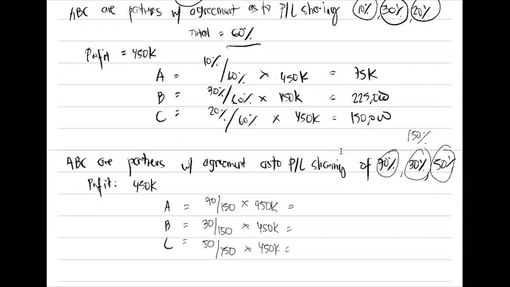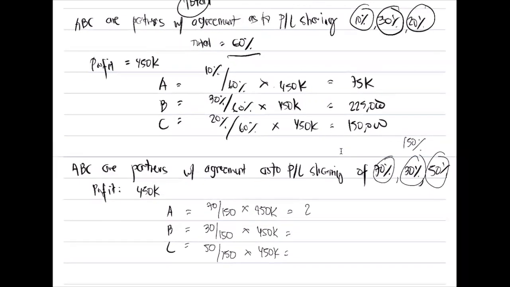Okay? So 70 over 150 times 450,000 will give us 210,000. 30 over 150 times 450,000, 90,000. 50 over 150 times 450,000, 150,000. Total of 450. Ganun naman yung gagawin natin, okay?